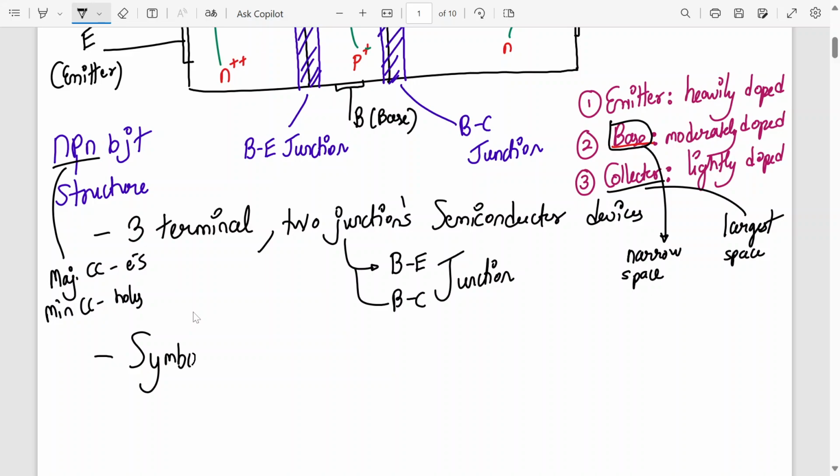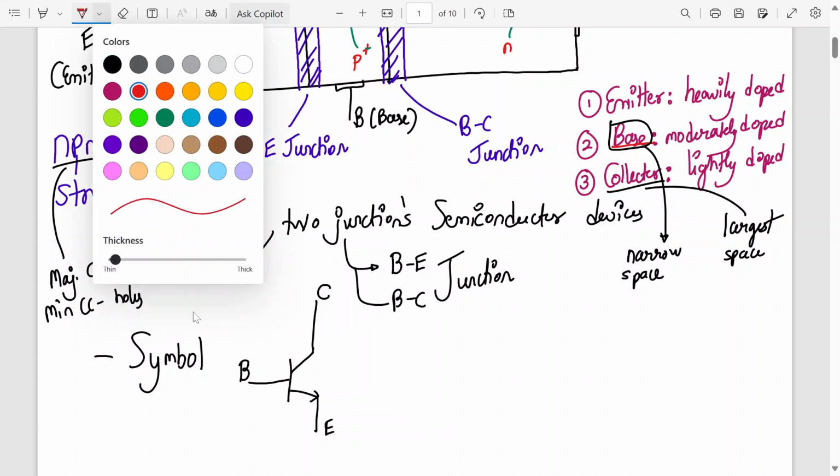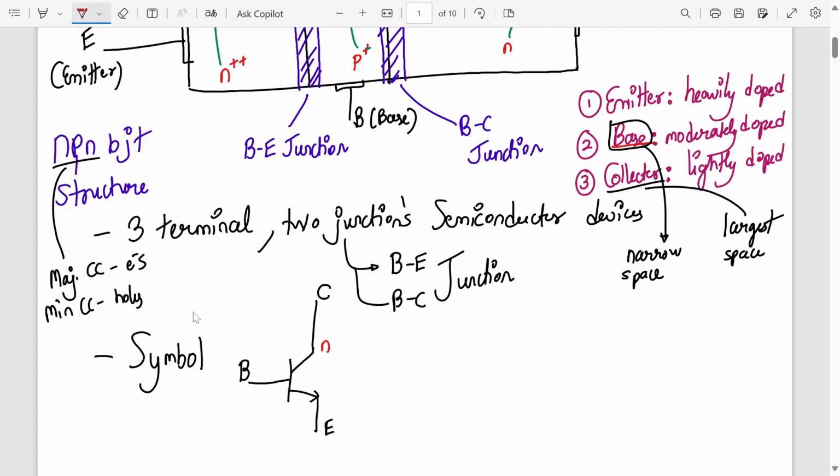Then we'll draw the symbol. The BJT symbol will be as follows. There is an arrow in one of the terminals, that is the emitter terminal. Opposite to it, there is the collector, and this is the base terminal. So this is the diagram for the NPN BJT symbol.